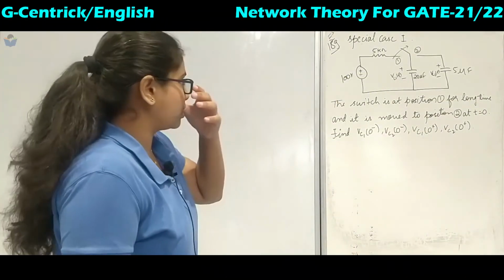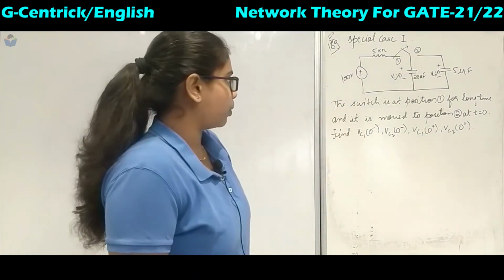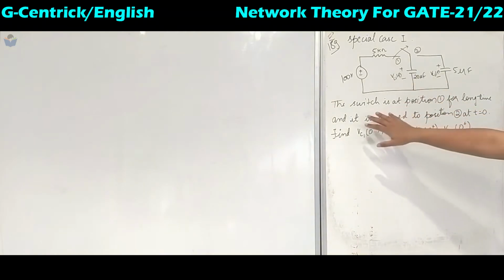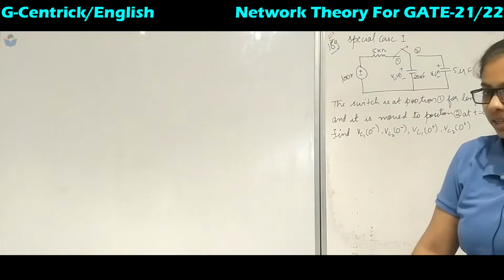So we will see in this lecture about some of the special cases related to the transient problems. Okay, so now if you see this circuit, before two problems we have solved where we had a resistor, but here we have got two capacitors without the resistor connected in between. So that's why it makes the special case 1.